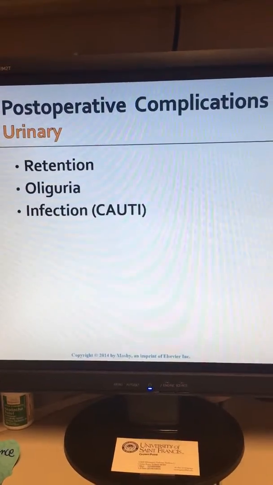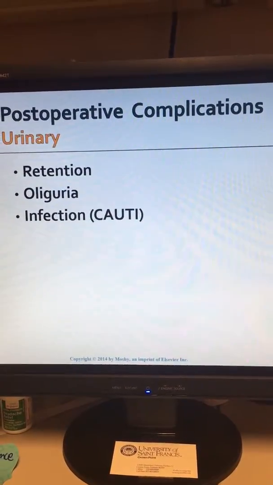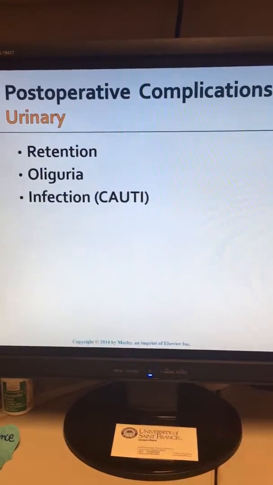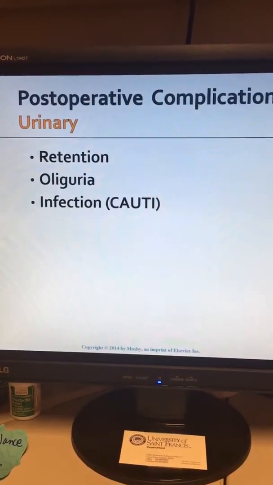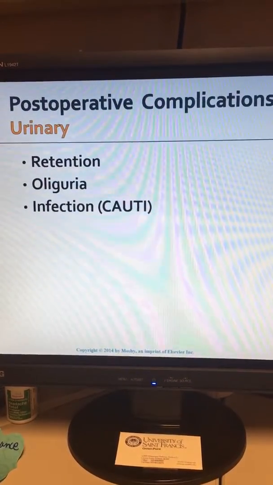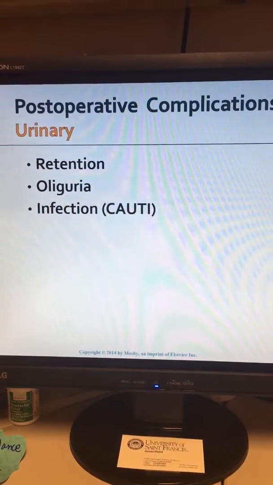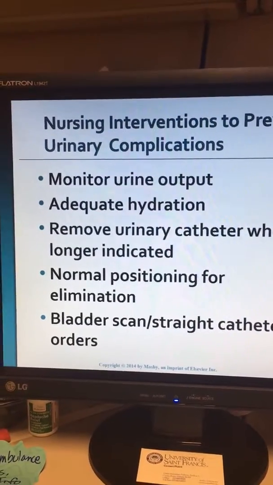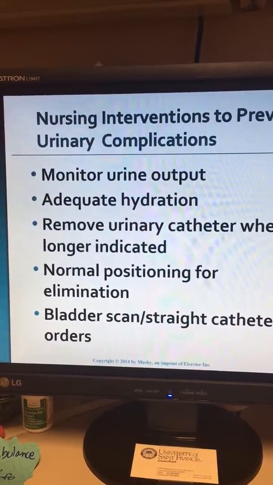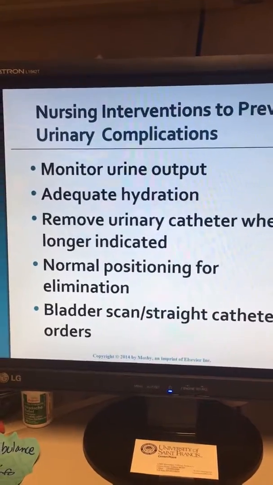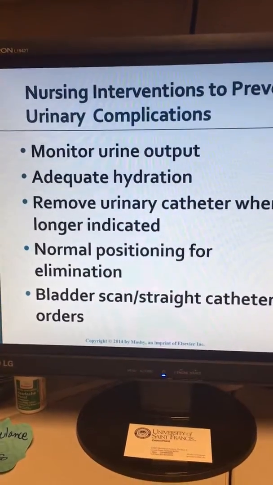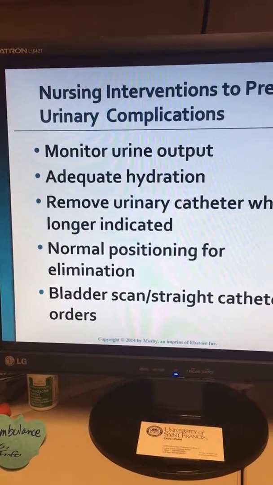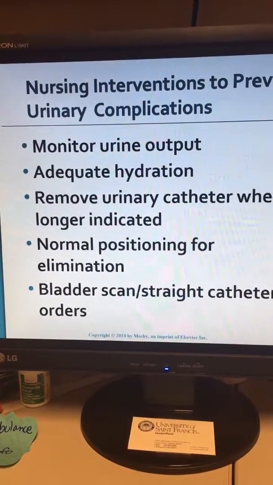Urinary, we've talked a lot about this. We've talked a lot about catheter-associated UTI. We don't keep those catheters in. They can have urinary retention, frequency, decreased urine output. Nursing interventions: we can monitor urine output, and we can have adequate hydration. We want to remove the urinary catheter when it's no longer needed. Normal positioning for elimination. Have them get up and go. Laying flat in a bed and going on a bedpan doesn't work. We do the bladder scan, the ultrasound of the bladder, to see how much urine they actually have in there.